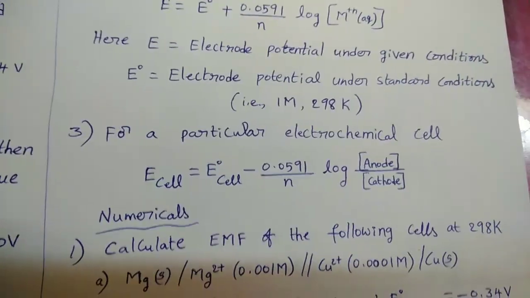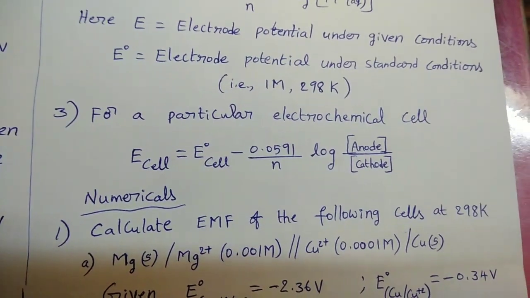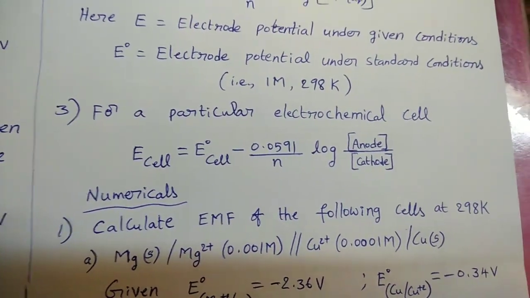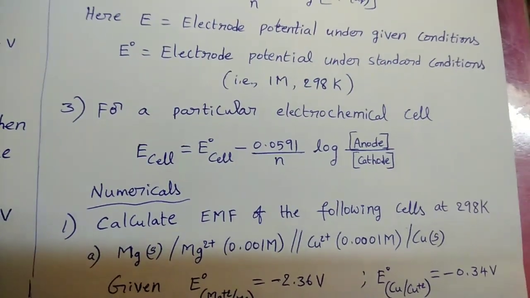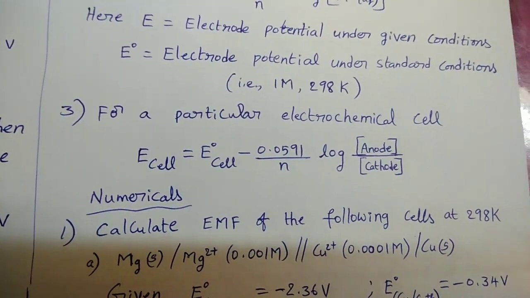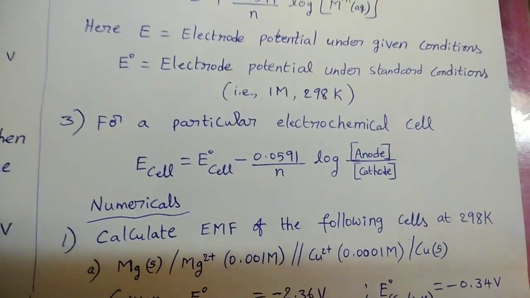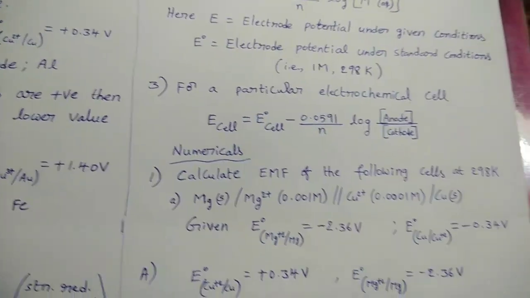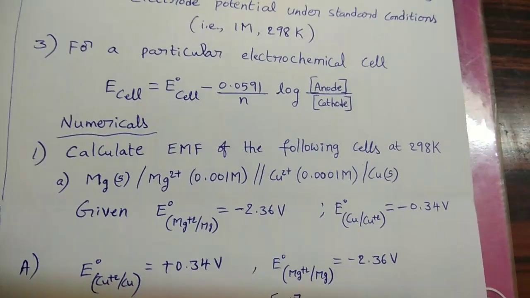Now for a particular electrochemical cell, if we apply the Nernst equation, then we can get E cell equal to E naught cell minus 0.0591 by n into log of anode concentration divided by cathode concentration. Already we know that here n equal to number of electrons involved in the redox reaction. See the numericals related to the Nernst equation. First one, calculate EMF of the following cells at 298 Kelvin.